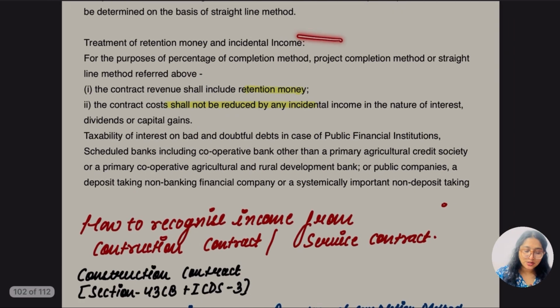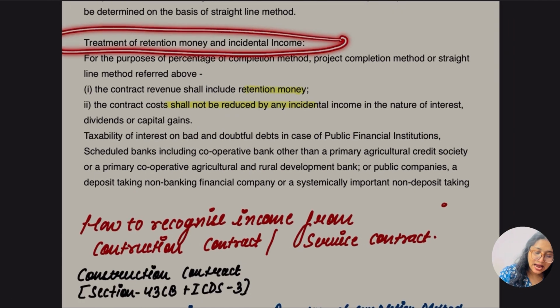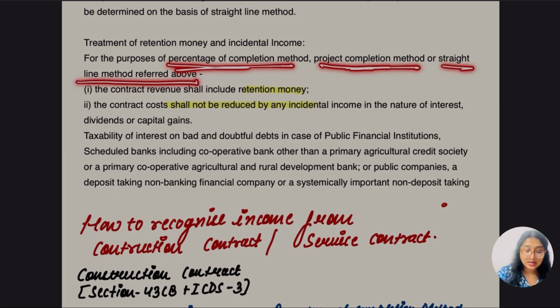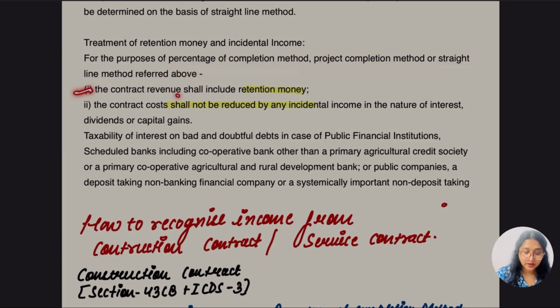So what is going to be the treatment for retention money and incidental income? For the purpose of percentage of completion method, project completion method or straight line method referred above, contract revenue shall include the retention money also. Sometimes in the question we will be given different things, so in that case we have to take the retention money also for the contract. I'm talking about the contract basis.